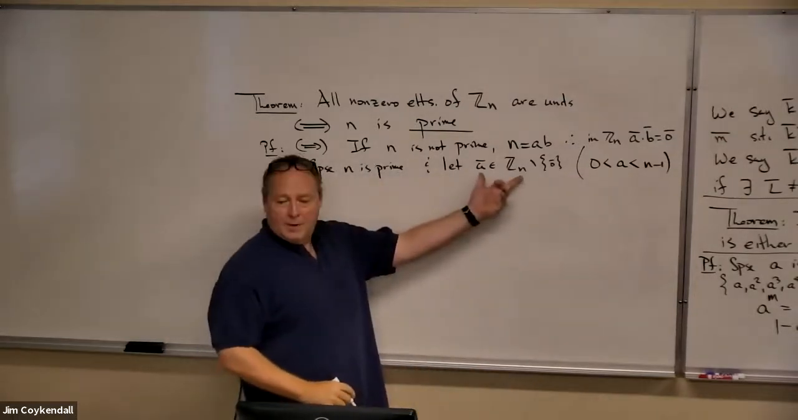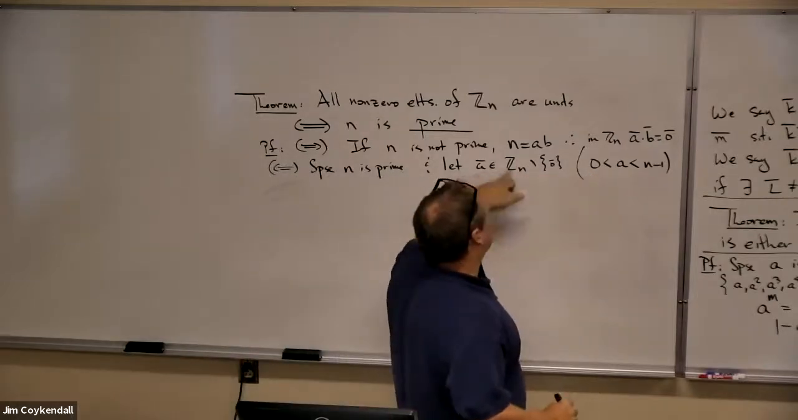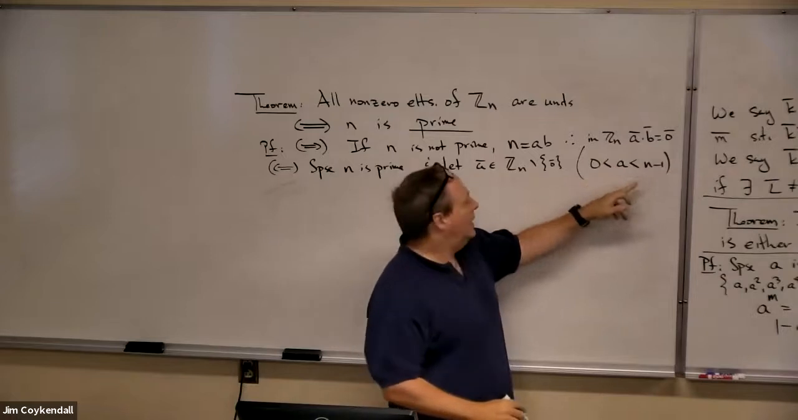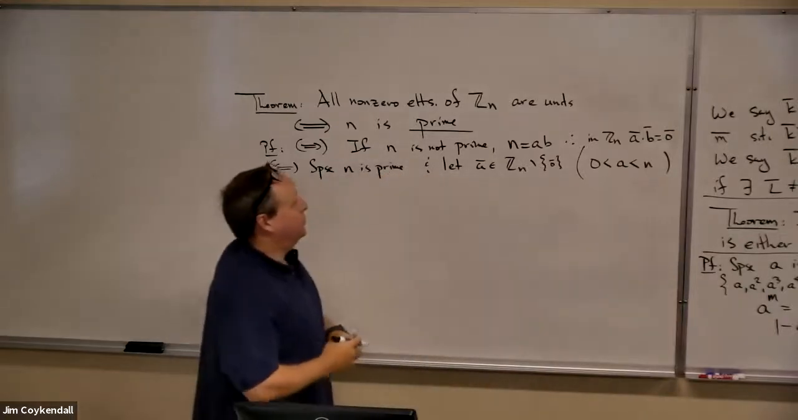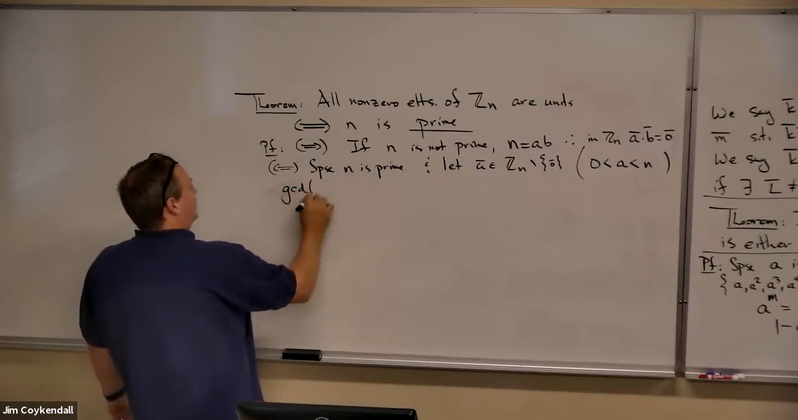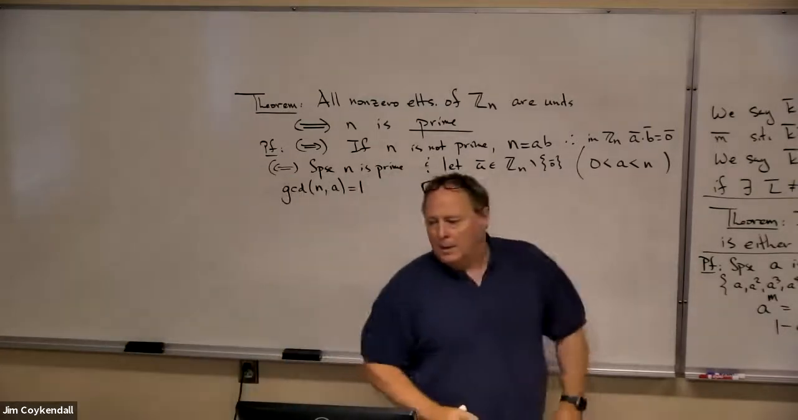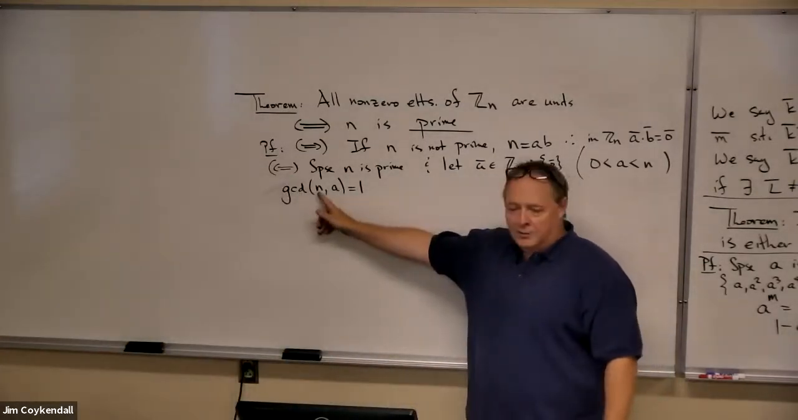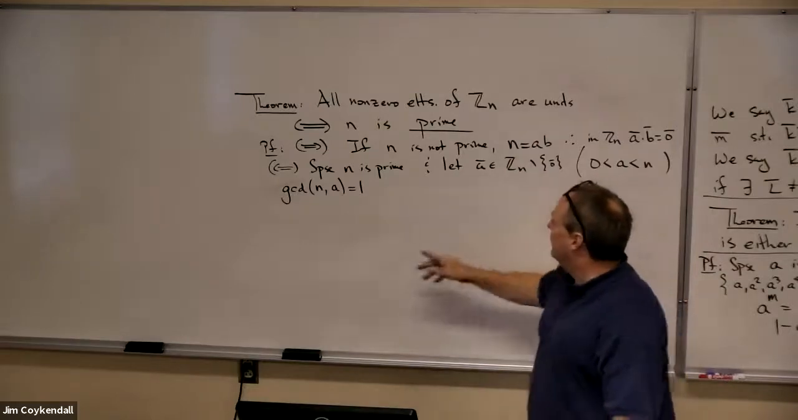Because A bar is not 0, it's not a multiple of N, so if you pick the remainder, it has to be at least 1, and strictly less than N. It'd be strictly between 0 and N. Notice that the greatest common divisor of N and A is equal to 1. That's an important observation because N is prime. The greatest common divisor of a prime and anything is either the prime itself or 1, but the prime can't divide A in this particular case. So it has to be 1.